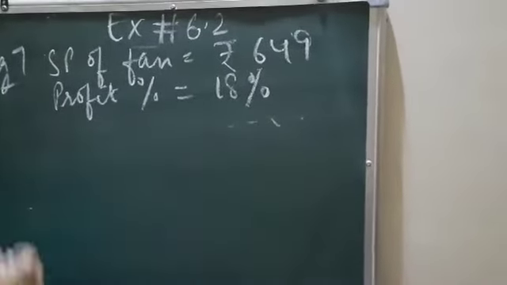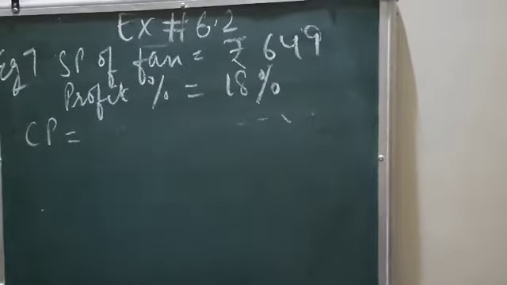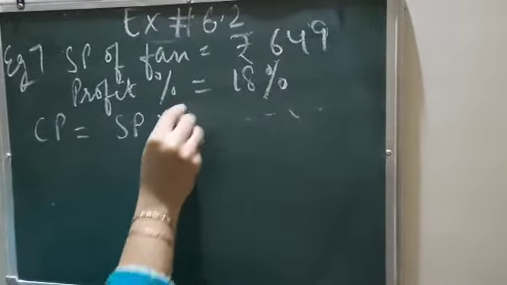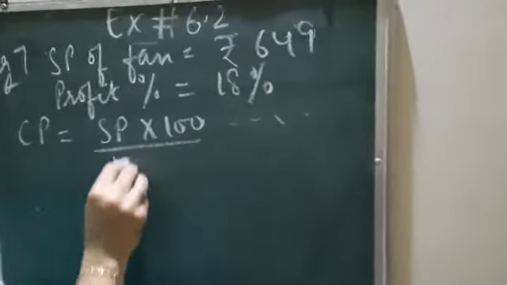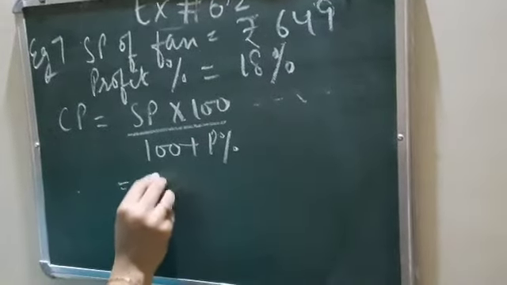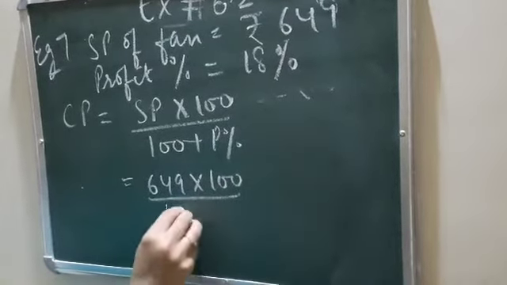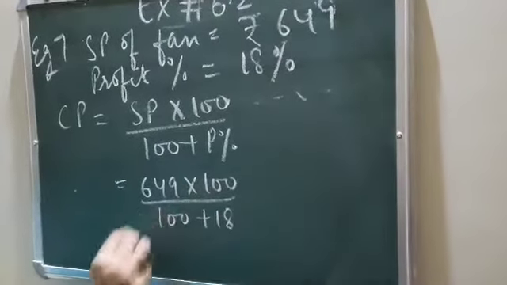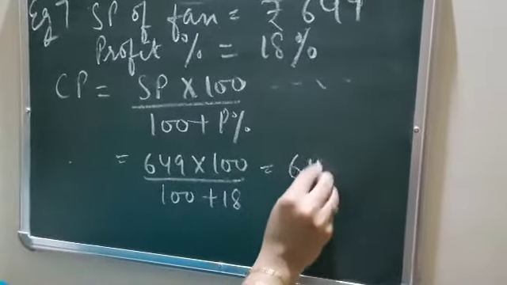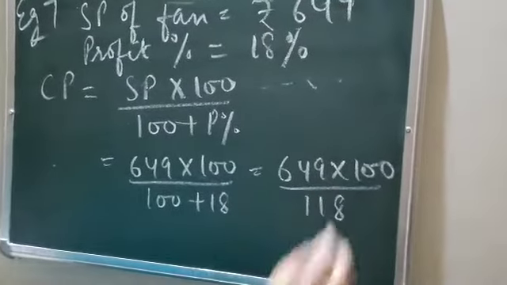So for cost price, I told you the formula. Whenever you have to find cost price, and SP and profit percent are given, just now I told you the formula: SP into 100 upon 100 plus profit percent. So just put the values. SP is 649 into 100 upon 100 plus 18. First we'll solve this 100 plus 18. It will be 649 into 100 upon 118.